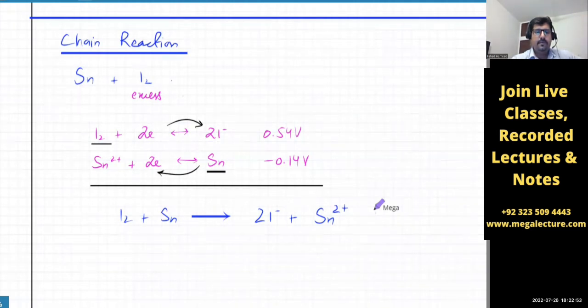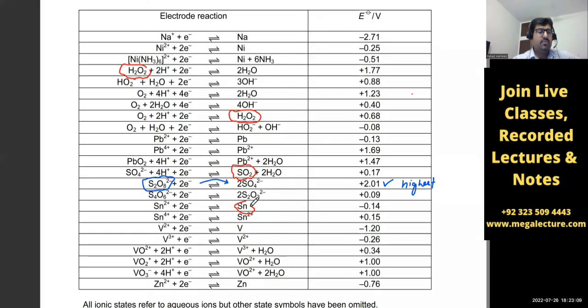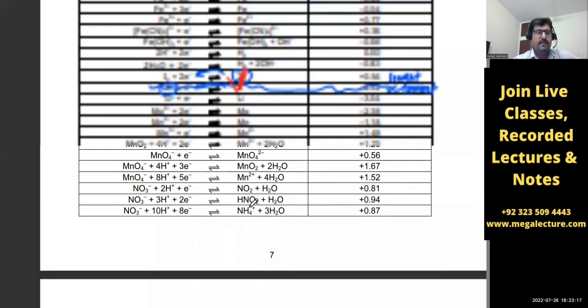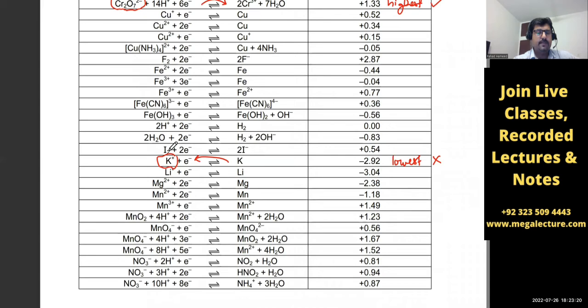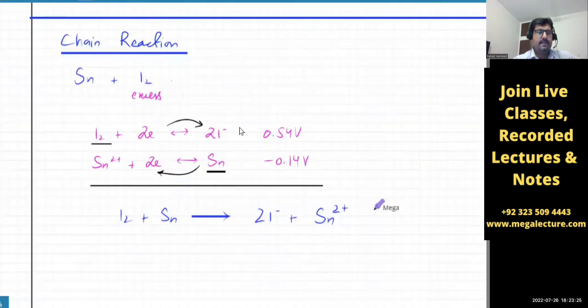Okay, now what's going to happen after this? It's just that you had tin and iodine, right? There was just one equation. Look in the whole data booklet, you just have one equation for tin, which is this one. And you have exactly one equation for iodine as well, which is 0.54. So you just had one equation each, and the highest gains electrons, and the lowest loses electrons. That's it.